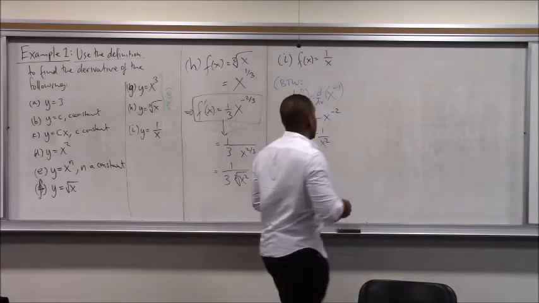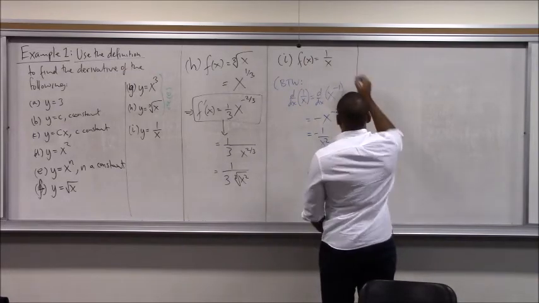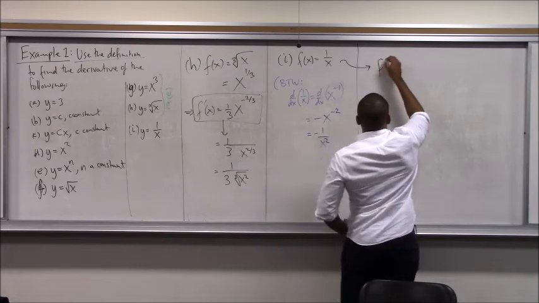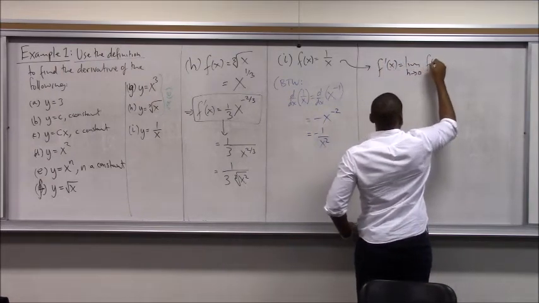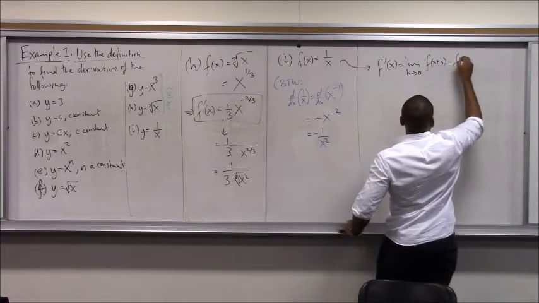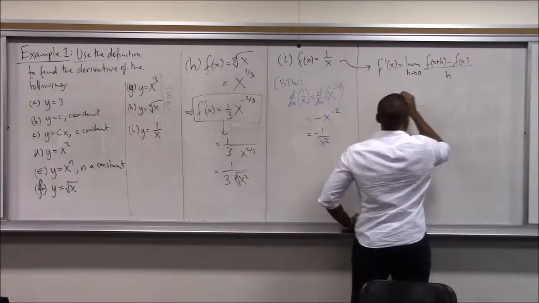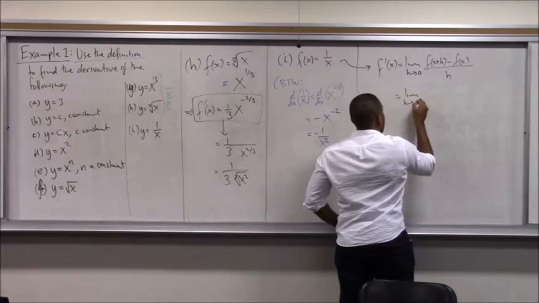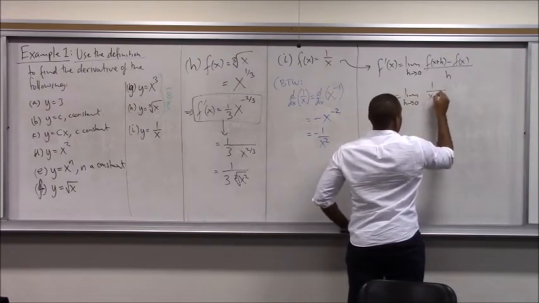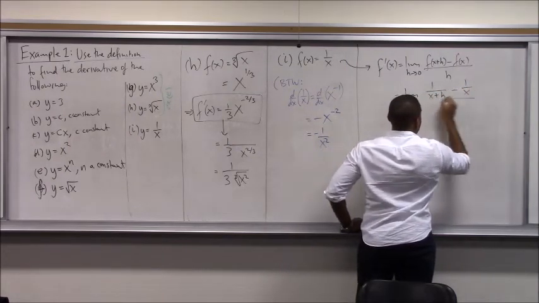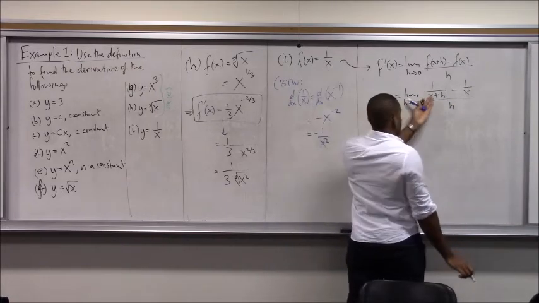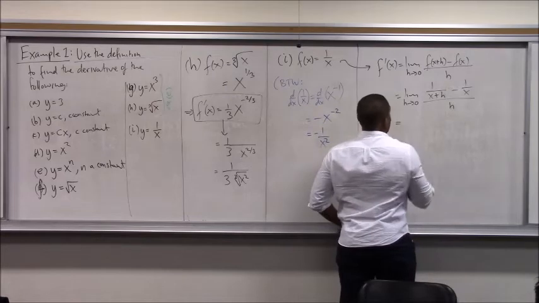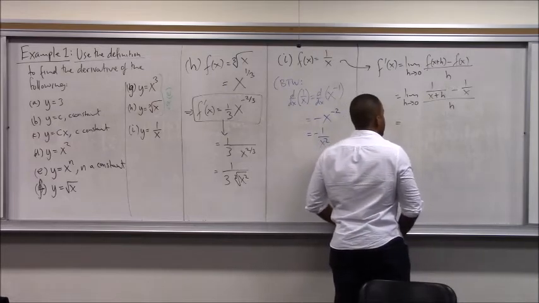Let's actually do it by the definition and see if we get the same thing. So f prime of x should be the limit as h approaches 0, f of x plus h minus f of x all over h. So the limit as h approaches 0, 1 over x plus h minus 1 over x all over h. Just look at the function. Everywhere I see an x, put an x plus h. That's what f of x plus h means. How do I simplify that?